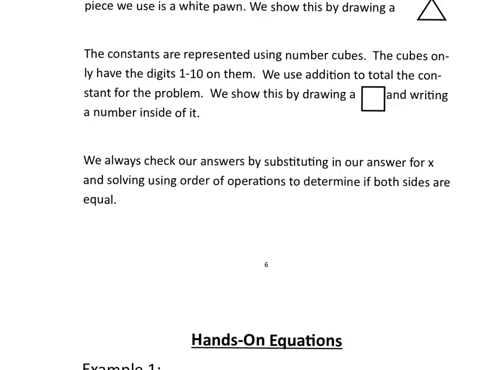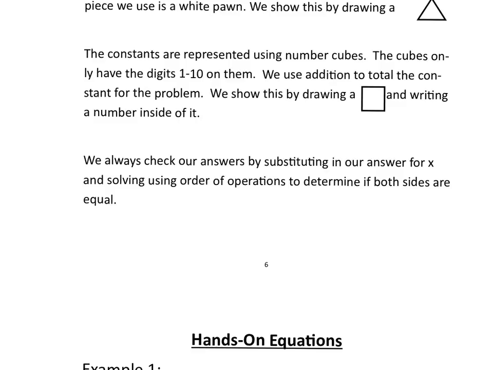Then we use addition to total up the constant for the problem, meaning that we won't go outside. If it's a number of 20, we would have 2 10s to represent that, because 10 plus 10 is 20. Or we could have 4 5s to represent that, because 5 plus 5 plus 5 plus 5 is 20, and so on. Now, we show this by drawing a white square and an empty, and then we write the number inside of it.